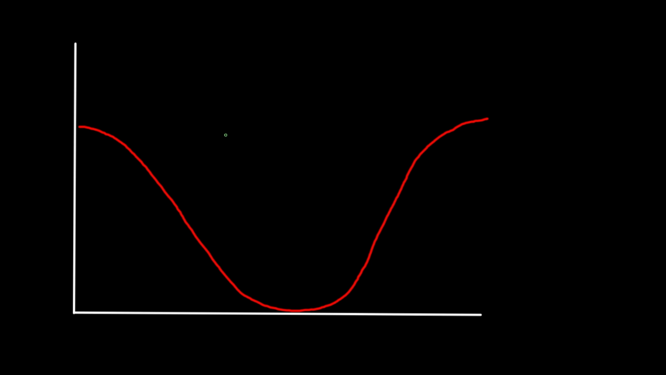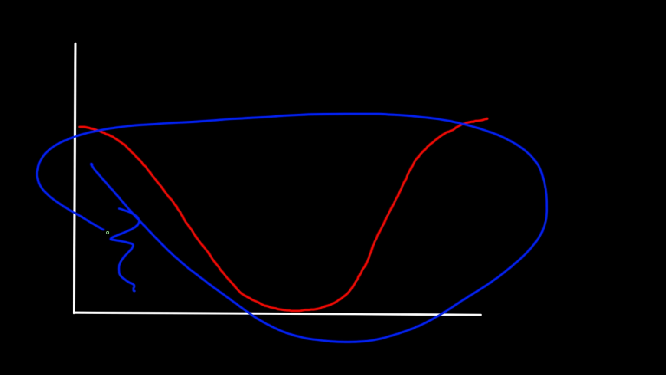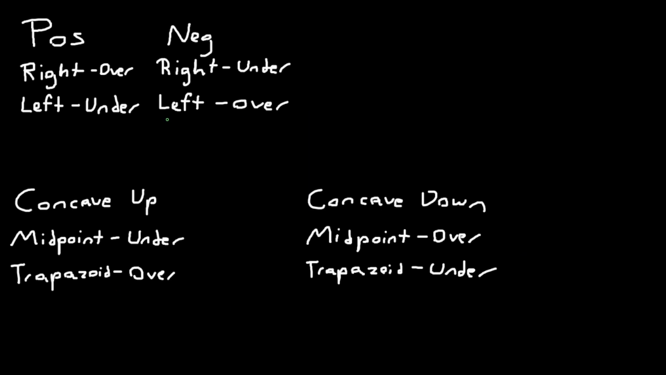For a midpoint Riemann sum, if it's concave up, like this graph is, a midpoint Riemann sum will be an underestimate of the actual value underneath the curve. And then the opposite is true for a trapezoidal Riemann sum. So for concave up, a trapezoidal Riemann sum will be an overestimate. And if this was concave down, the trapezoidal will be an underestimate, and the midpoint will be an overestimate.